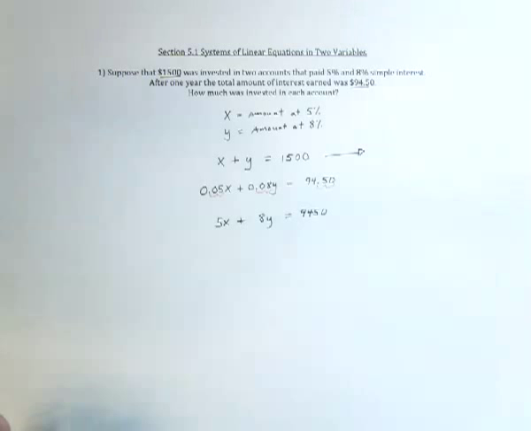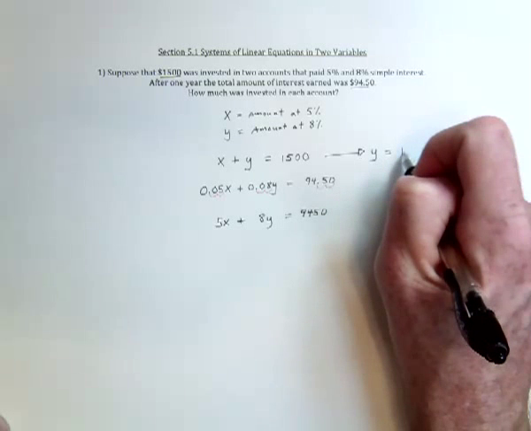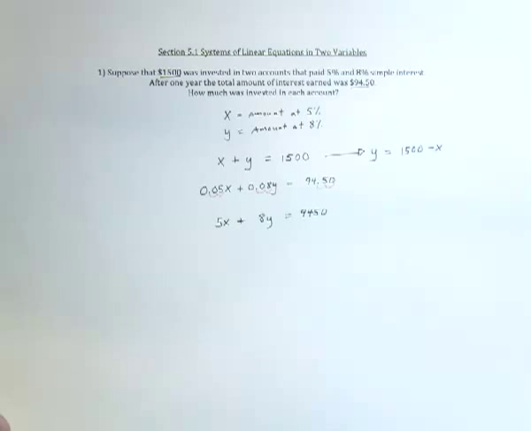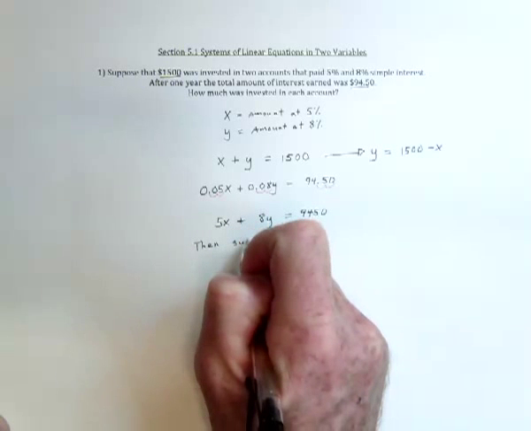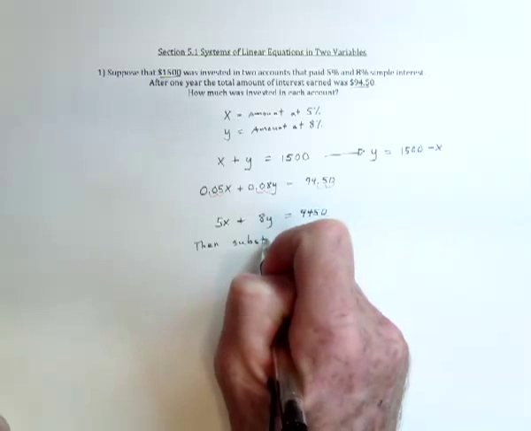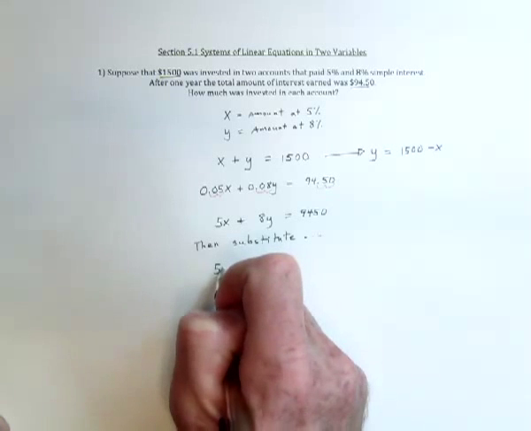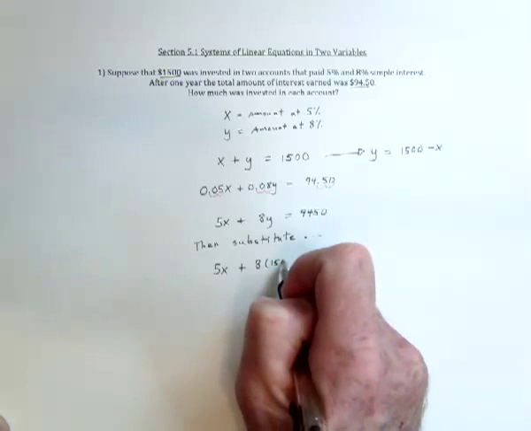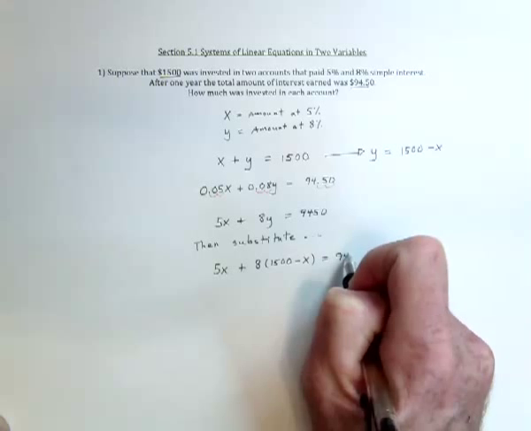So I can go over here to the top equation and solve for either x or y. I think I'll solve for y. So subtract x from both sides: 1,500 minus x. And then substitute that into this equation. So it's going to be 5 times x plus 8 times what y is equal to, 1,500 minus x, and then equals 9450.